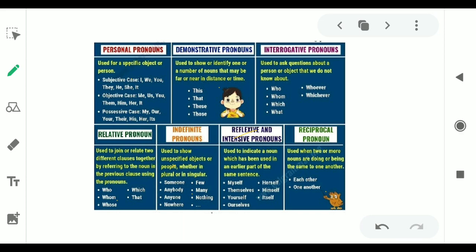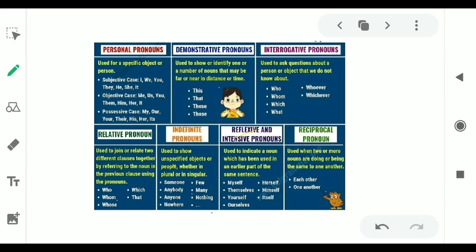So now what is a demonstrative pronoun? In simple words, the pronoun used to point out some particular person or a particular thing is known as a demonstrative pronoun. It is used to show the farness or nearness of a person or a thing. So this, that, these, and those are known as demonstrative pronouns.